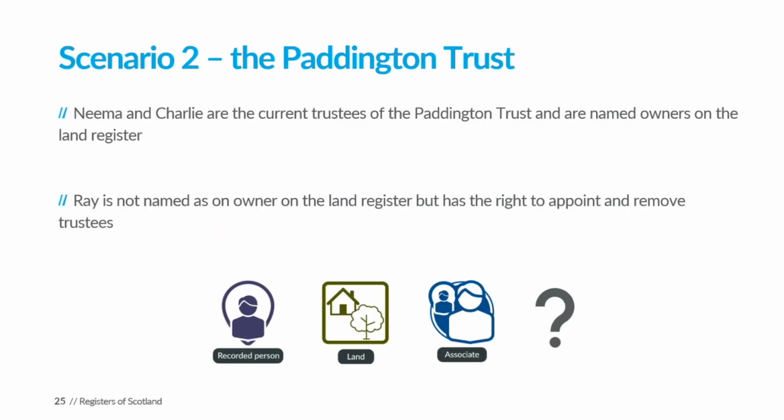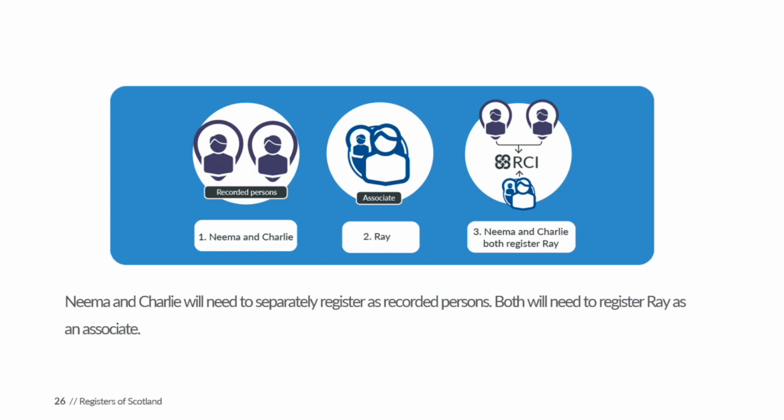For our second scenario, we have the Paddington Trust. Here we have Nima and Charlie. They are the current trustees and they are on the land register. A third party, Ray, can appoint and remove trustees. He is not named on the land register. Similar to the previous one, Nima and Charlie will need to separately register as recorded persons. Both Nima and Charlie will need to register Ray as an associate and reuse his ARN as above.